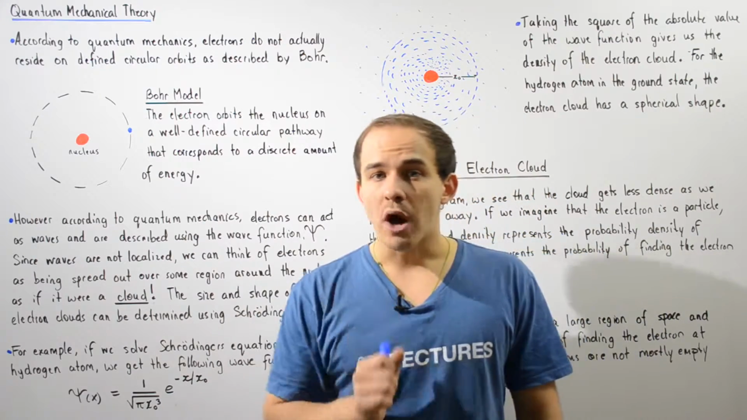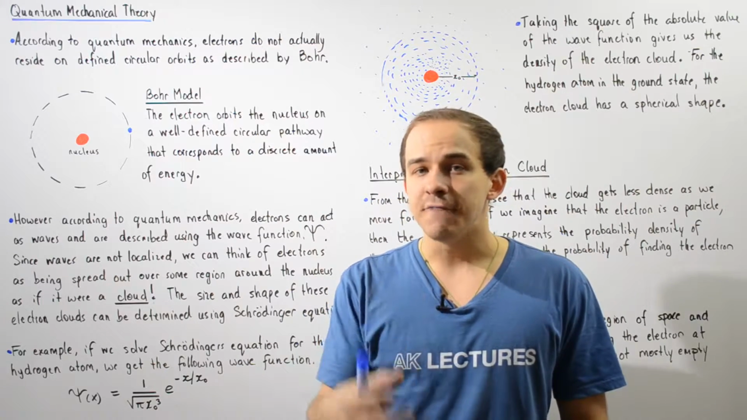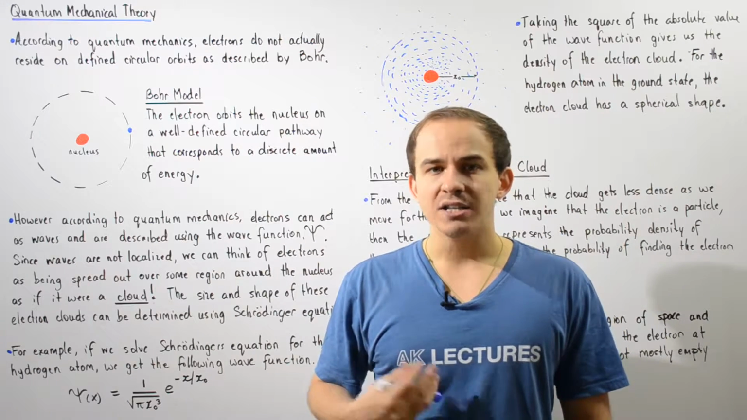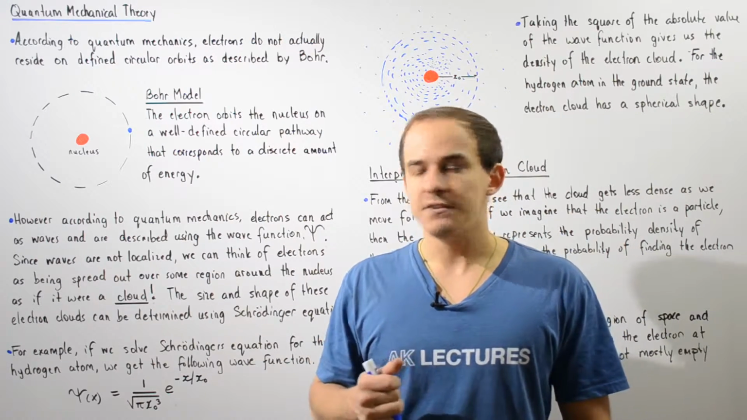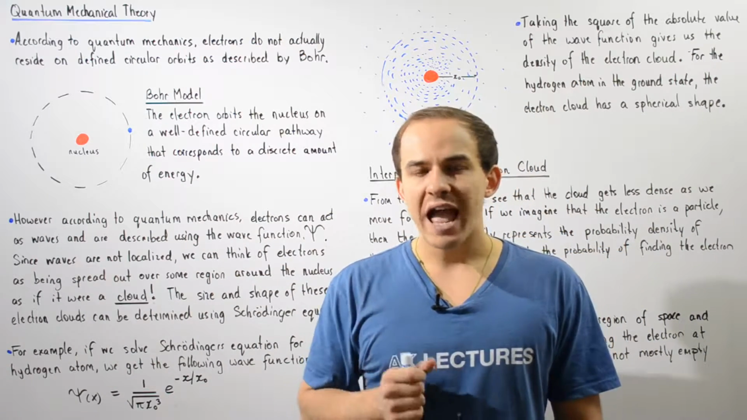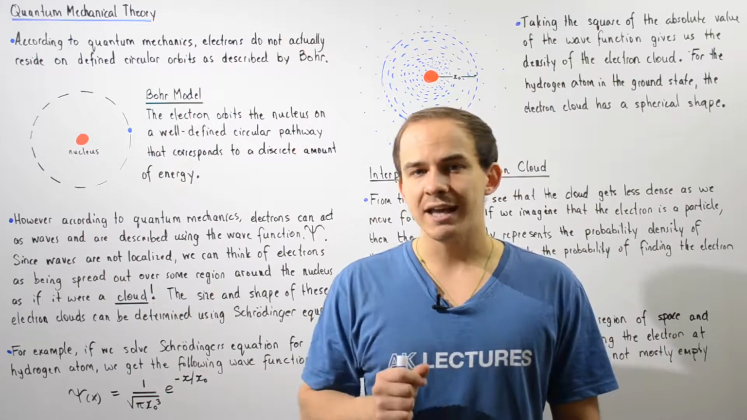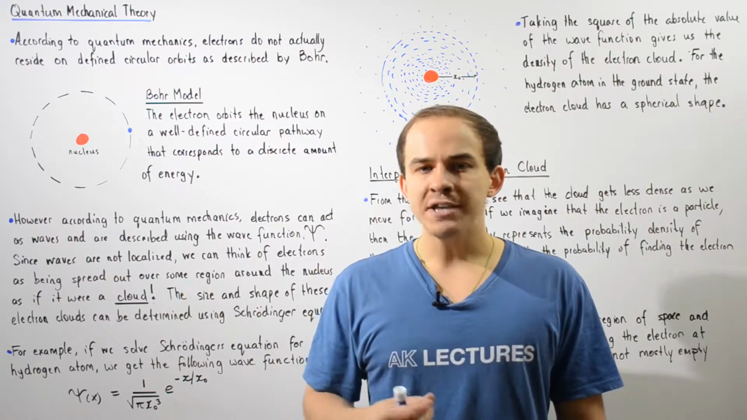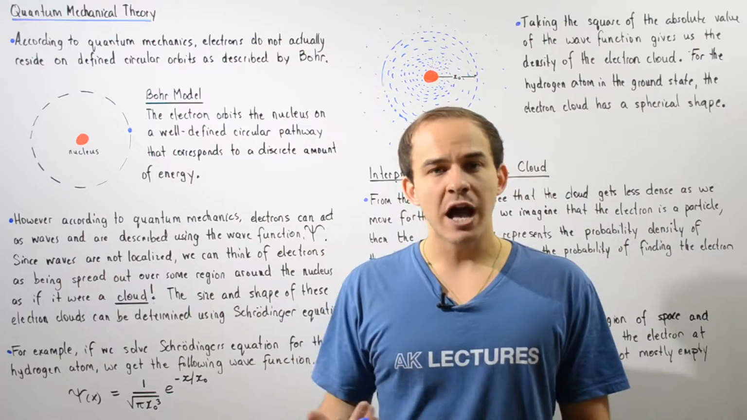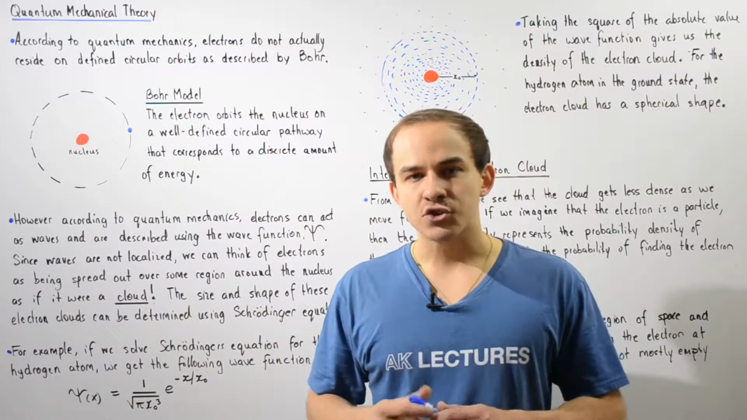Now, according to quantum mechanics, electrons do not actually reside on defined circular orbits as described by the Bohr model, and that's because of the wave-particle duality of nature. So, according to quantum mechanics, electrons do not only act as particles, but they can also act as waves. In fact, in quantum mechanics, we use a wave equation known as the wave function, given by the Greek symbol psi, to describe the motion, behavior, and location of our electron.